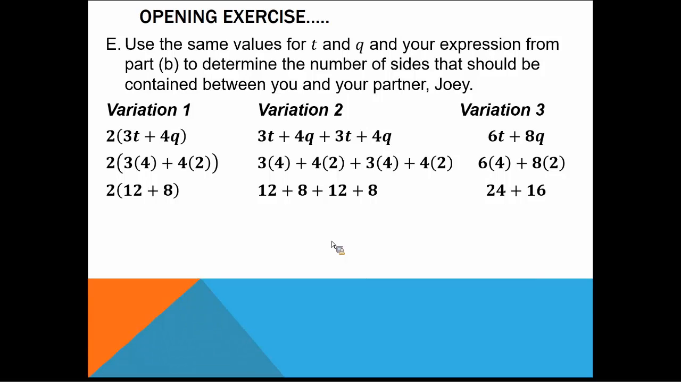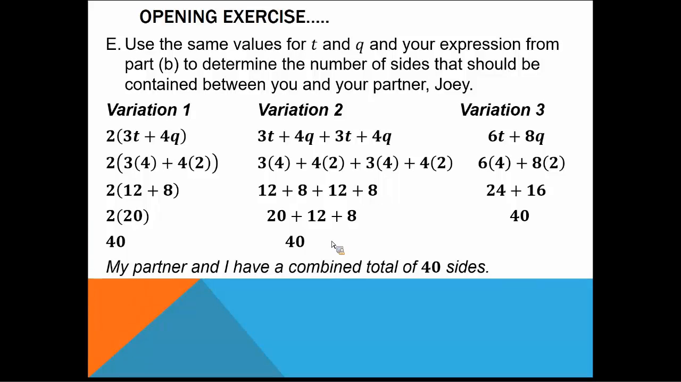Variation 3 is going to get there very, very quickly. We would find that variation 3, our answer is 40. Variation 2 and variation 1 should have the exact same answer. They're just a different way of solving the problem. So our final answer is 40. What's that mean? It means the total number of sides between us and our partner Joey would be 40 sides.